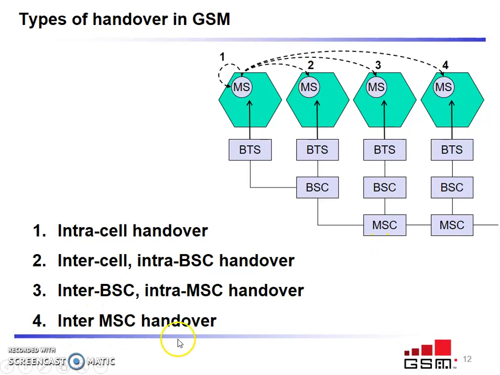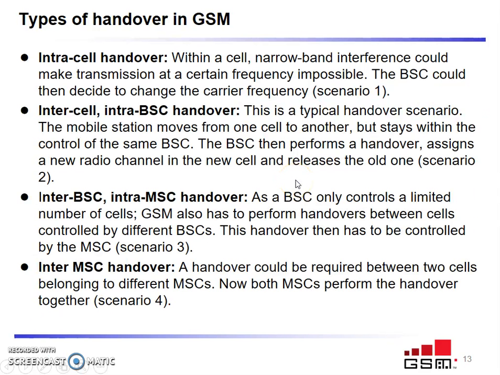Going for the last one, inter-MSC handover. So we have two MSC here. One MSC has these two BSC, and the other controls the third BSC. So this MSC is in control of the first, second and the third cell, and the other MSC is in control of the fourth cell. Now when a mobile unit present in either cell 1, 2 or 3 moves to cell 4, it means it moves from one MSC to another MSC, and so this type of handover is called inter-MSC handover. So all that we have discussed has been given here: intra-cell, that is within a cell; inter-cell, intra-BSC; inter-BSC, intra-MSC; and inter-MSC handover.